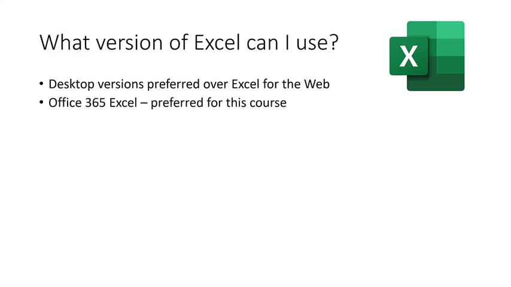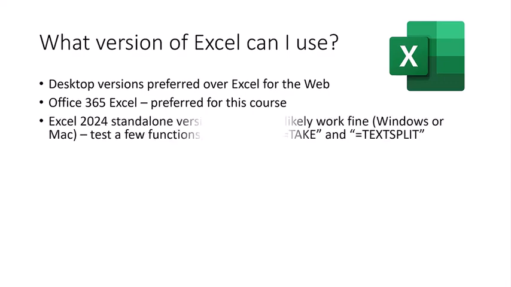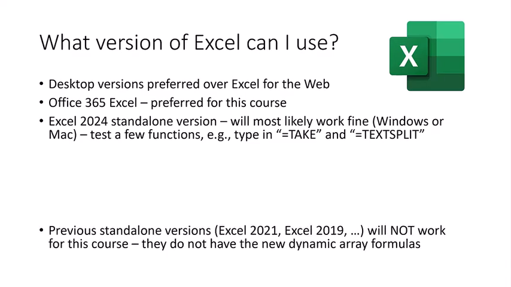Office 365 is preferred for this course. The Excel 2024 standalone version, you can get away with using that, so that'll most likely work fine for this course, either on a Windows or Mac. I would just be sure to test a few functions. These are specifically array functions, so maybe just type into a cell in Excel equals TAKE and see if it's recognizing that, or TEXTSPLIT and put a parenthesis, just to make sure that you can use that. If those two functions are showing up, then you can probably use Excel 2024.